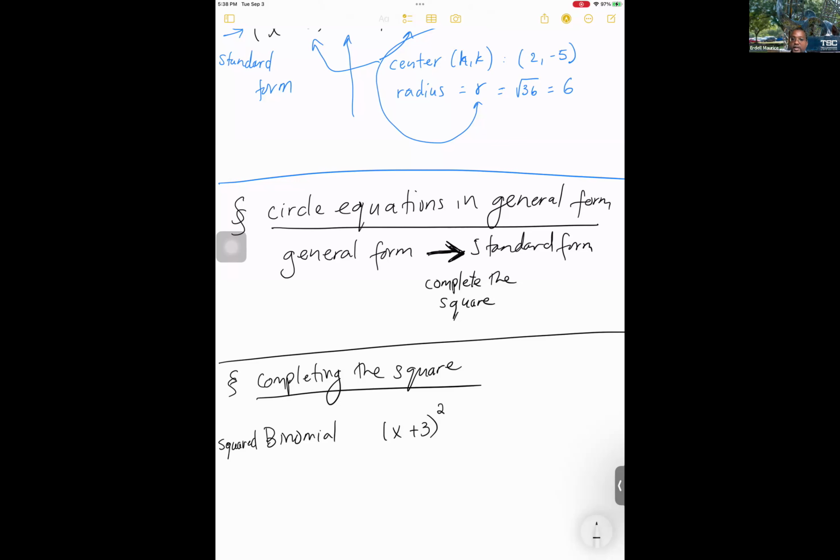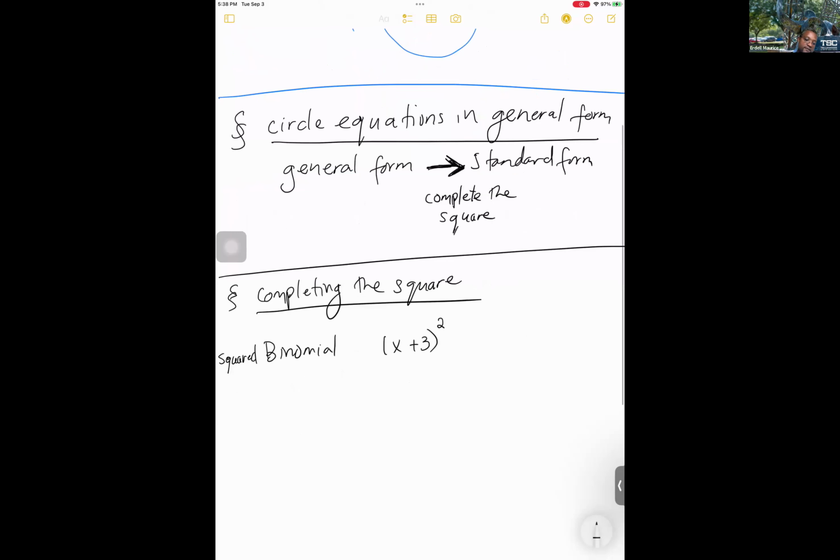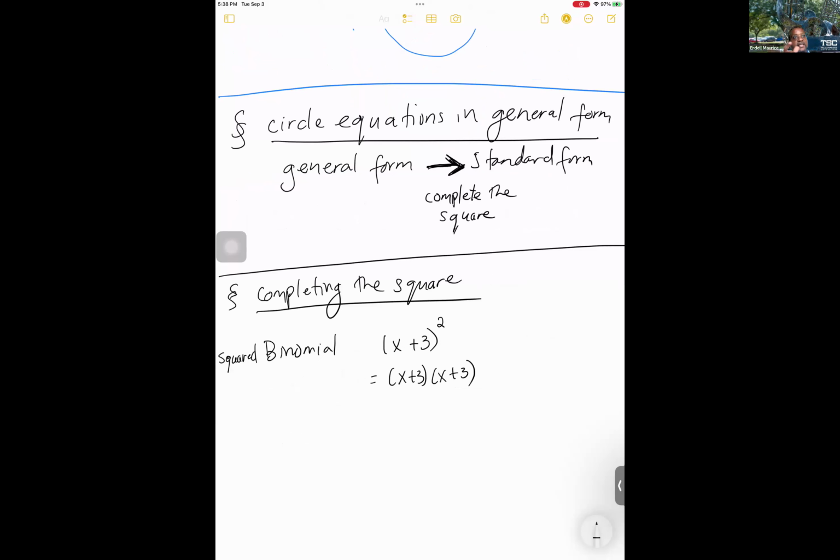It turns out that a squared binomial can be expanded by following this basic rule. x plus 3 multiplied by x plus 3. So if I have x plus 5 squared, that's x plus 5 multiplied by itself. Whenever you're looking at a binomial, you're just putting them next to each other and following the FOIL technique. First: this times this gives us x squared. Outer: x times 3 gives us 3x. Inner: 3 times x gives us 3x. And last: 3 times 3 gives us 9.